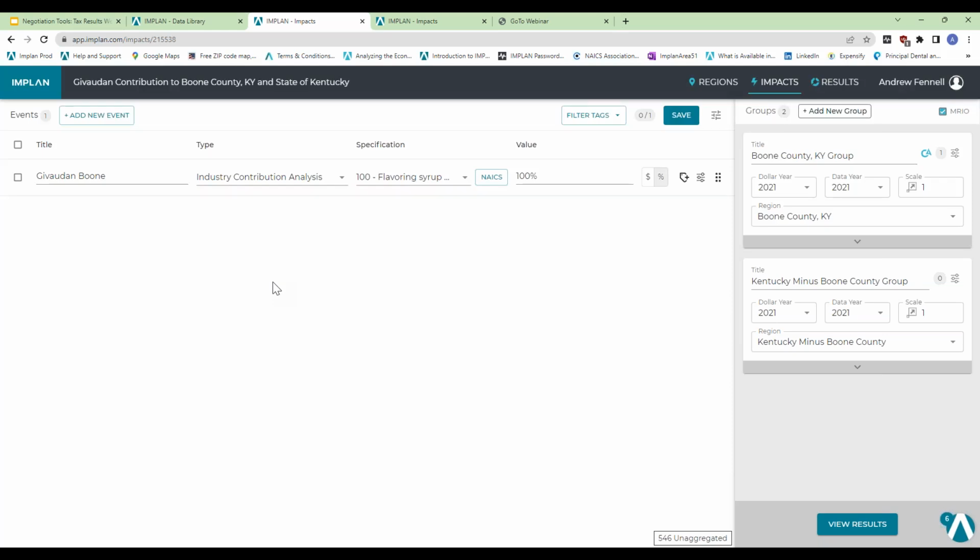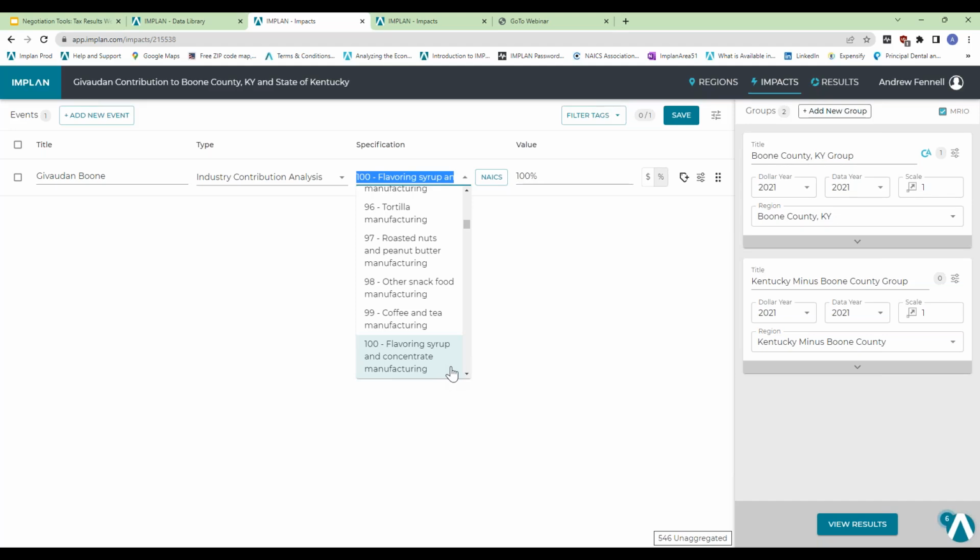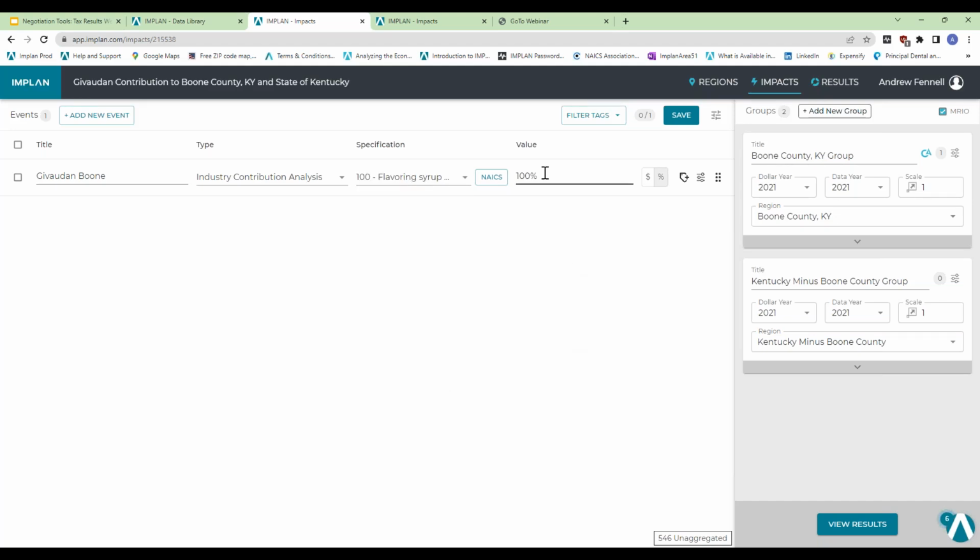But for today's call, just understand that a contribution analysis is looking at a business as they existed in a region in the past. So in this case, I just saw that it was located in Boone County. They're the only establishment in industry 100, which is the flavoring, syrup, and concentrate manufacturing industry. And I've set my value to 100%. That's just me saying I want to understand the contribution that they have in my local region.